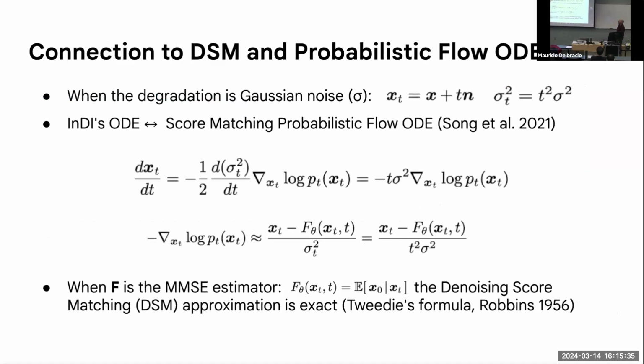So let me show you another thing that is interesting. In the case of pure noise, our ODE is exactly the same as the score matching probabilistic flow ODE given by Song. It's just like writing the probabilistic flow and then replacing the right terms, and we get exactly the same ODE. And the nice thing is, when F, our neural network, is actually the MMSE estimator, this posterior mean, then the denoising score matching formulation is exact and it's given by the Tweedie formula.